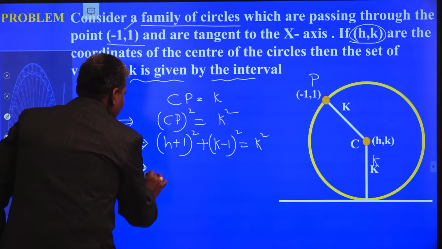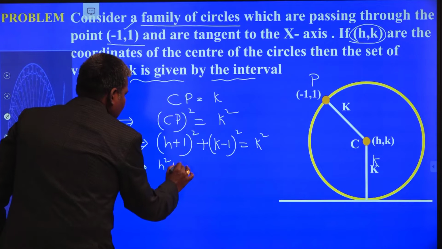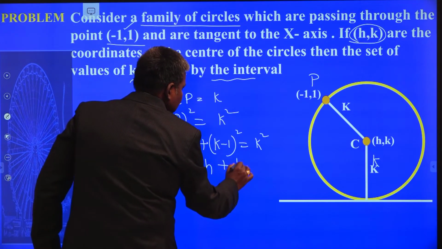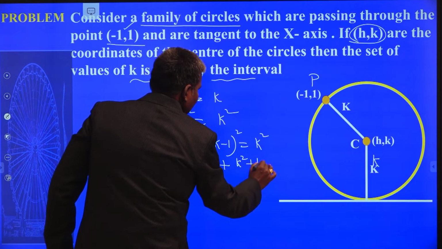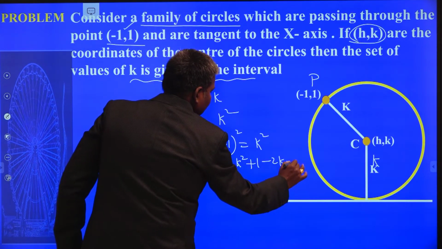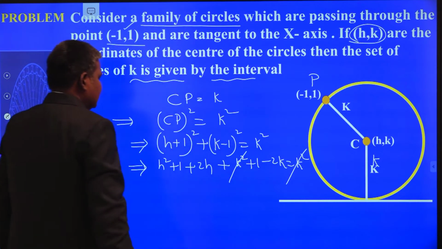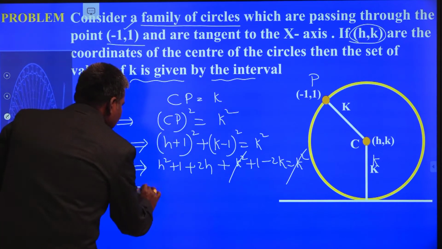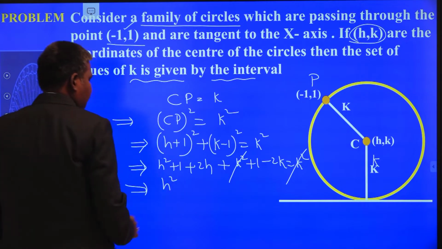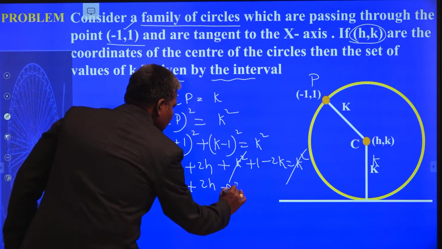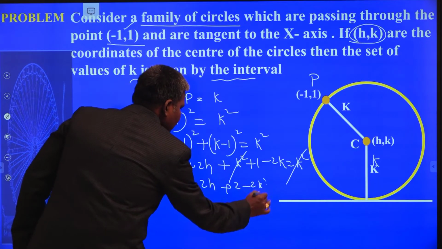What happened? h square plus 1 plus 2h plus k square plus 1 minus 2k is equal to k square. k square gets cancelled. So the remaining thing is h square plus 2h plus 2 minus 2k is equal to 0.